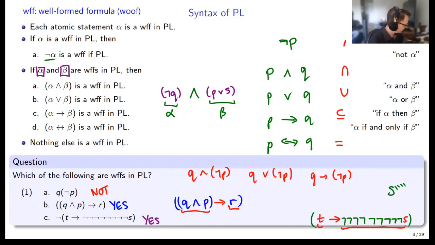And finally, we can take this whole big chunk, which is well-formed, and we have brackets around this thing, and we can negate that. So in the end, this is also well-formed. That one's a little bit harder to see because we have this long chain of nots, which seems a little bit unintuitive and unrealistic, but it's still well formed.